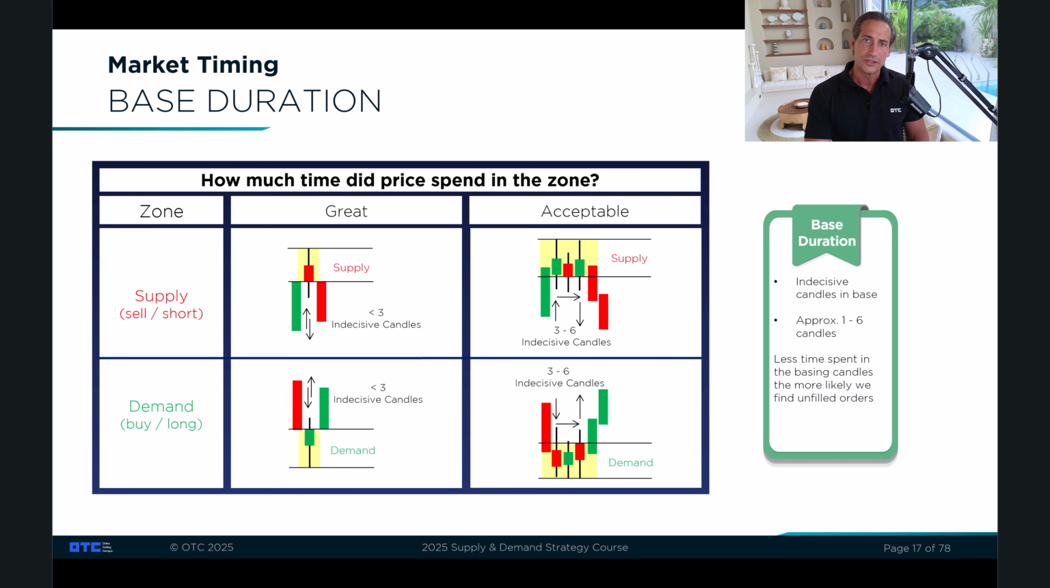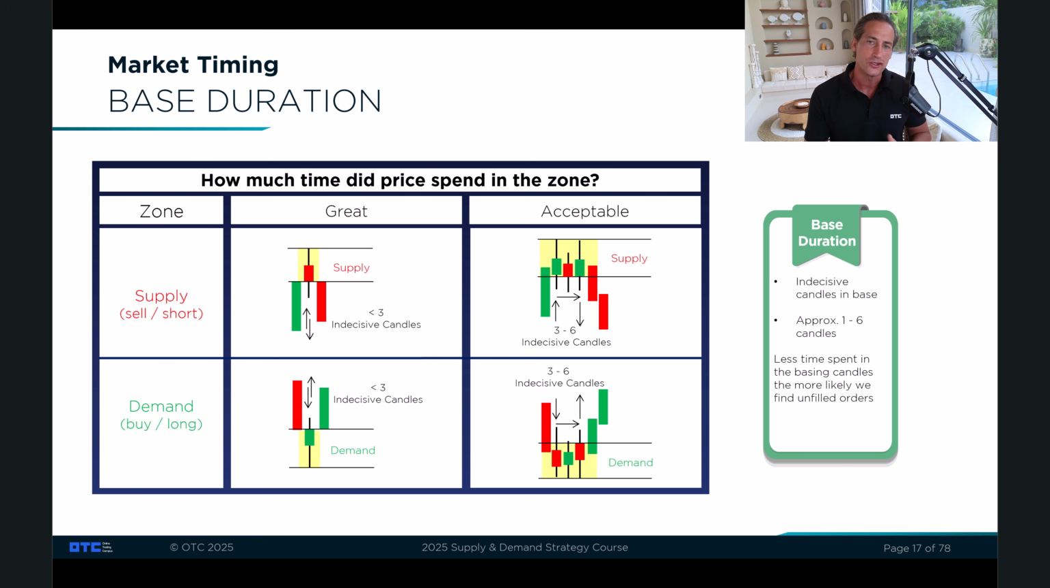And here you see your rule card to the right. As a recap, every zone, demand or supply zone, consists of 3 components: leg in, leg out, and your base. And in the base, we need indecisive candles. That's your rule number 1. And rule number 2, you need to have between 1 and 6 indecisive candles in the base. And the concept, less time spent in the basing candles, the more likely we find unfilled orders.